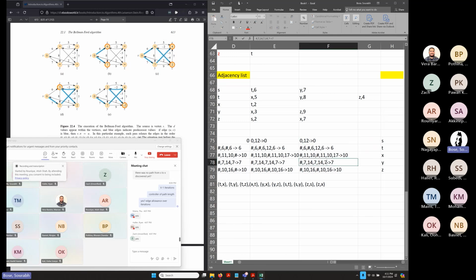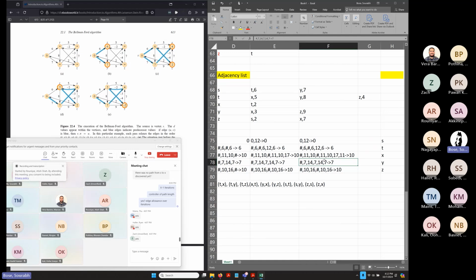So I'm going to be updating X. What am I offering? Currently it is 10. What am I going to offer? Well, S to T is currently 6. Tx is 5. So I'll be offering 11. It is currently 10, so it remains 10. Then we have Ty.